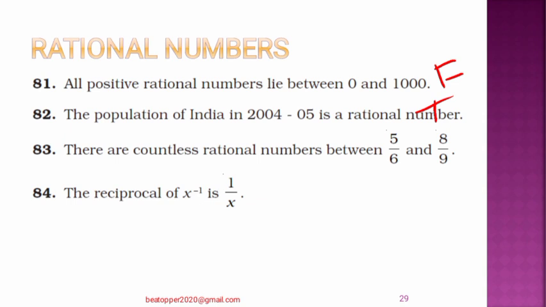There are countless rational numbers between 5 by 6 and 8 by 9. True. The reciprocal of x inverse is 1 by x. No. x inverse itself is 1 by x. Then its reciprocal is equal to x.